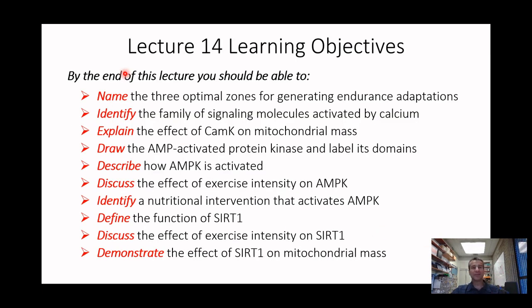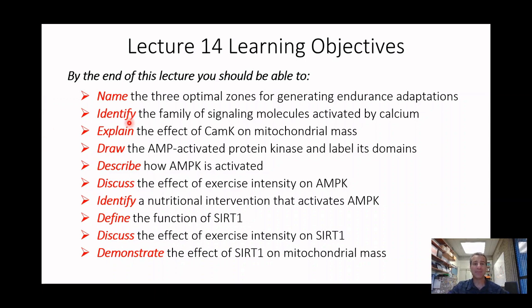So by the end of this series of videos, you should be able to name the 3 optimal zones for generating endurance adaptations. And that's going to help you do your training. Remember, you're still trying to train at least 3 days a week for this 2-mile challenge that we have going on. So if you want to improve your 2-mile performance as best as you can, how long are the interval periods that you should be training for? How long should you be running for? What are the optimal ways to do this in the highest efficiency manner?